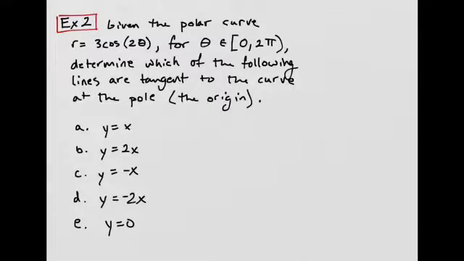Alright, let's look at the second example. This one's a bit involved. It might take just as long as the first example did. Given the polar curve, r equals 3 cosine 2 theta, for theta in the interval 0 to 2 pi, okay, so I can only have thetas there, determine which of the following lines are tangent to the curve at the pole. Tangent to the curve at the origin.